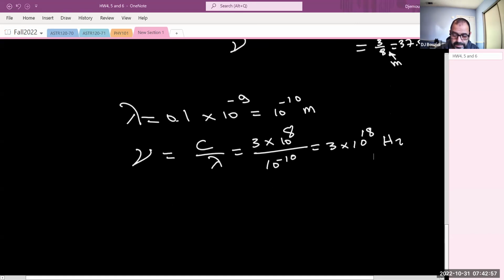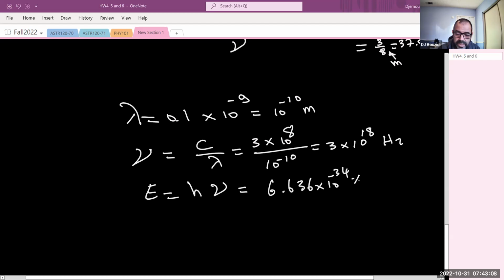The energy then, E of this wave, remember it's equal to h times the frequency. And h is a constant, 6.636 times 10 to the negative 34, times 3 times 10 to the power 18. And it's going to be in joules, by the way. The energy is in joules. So again, 18, not 8. 18 and negative 34 is negative 16. So it's going to be a very, very small energy, but remember, we're dealing with small objects anyway.